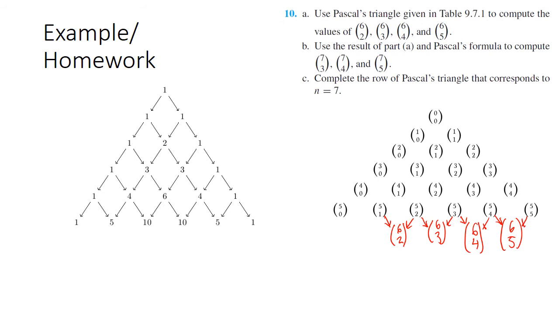So the entries that we're looking for are the ones that are right here. That is going to be 15, and then this one is going to be 20. I'm just adding those two numbers together, and then this is going to be 15 again, and then this one is going to be 6. So this is 15, 20, 15, and then 6.